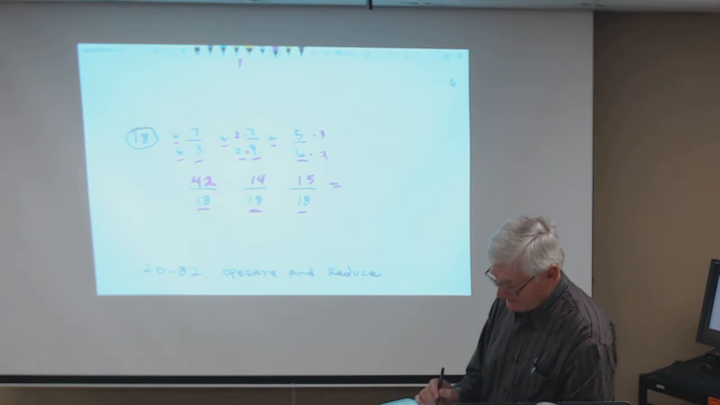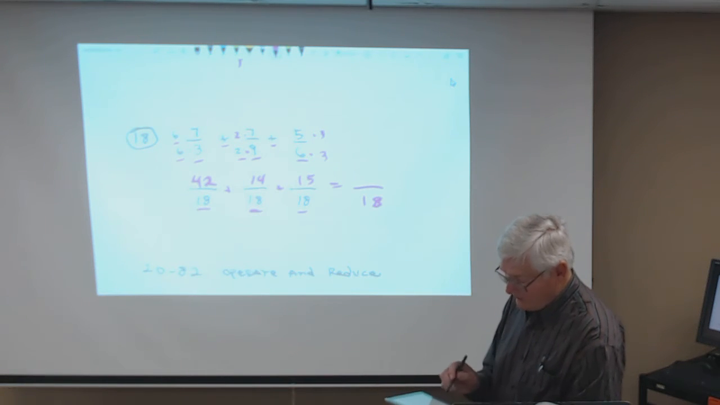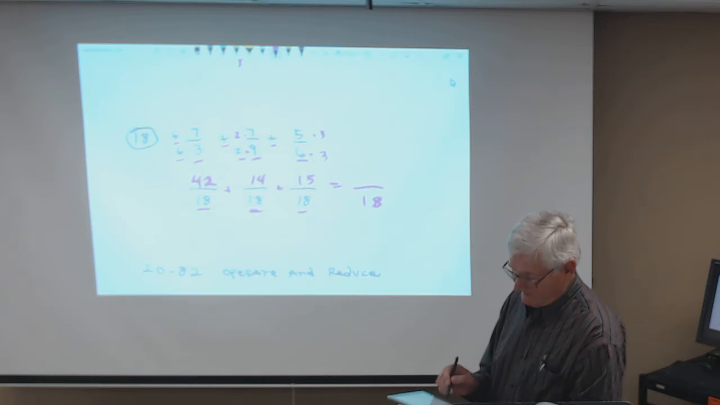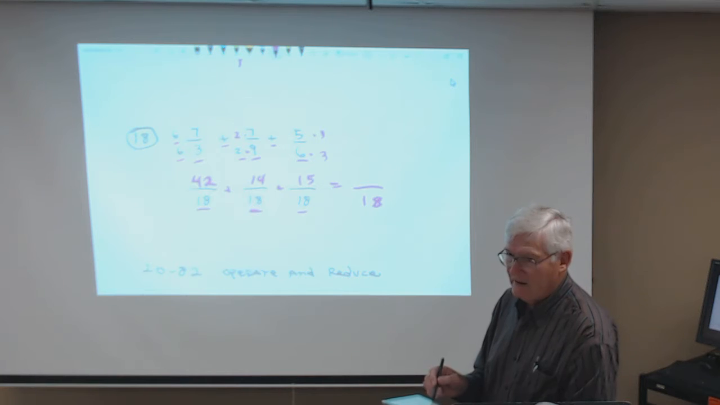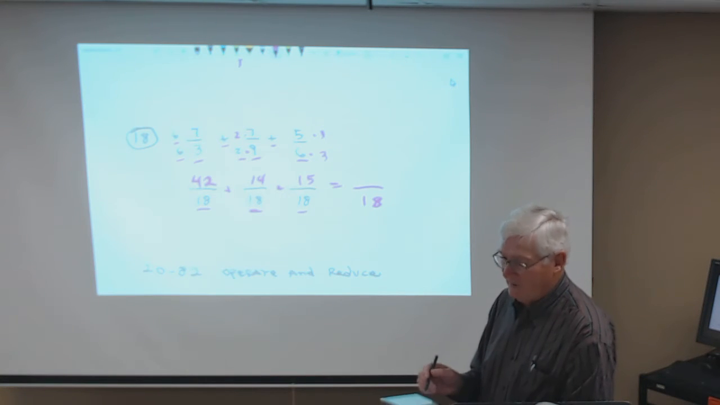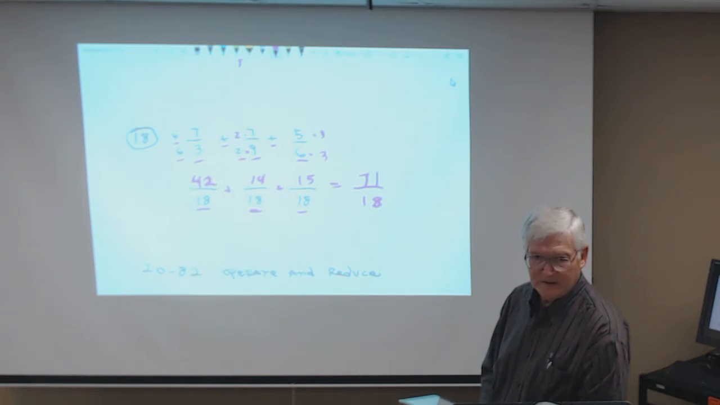And I'm adding these together, so I'm going to get an answer that's over 18. And what is that answer going to be? What's 42 and 14? 56. And what's 56 and 15? 66 and 5 would be 71. Everybody follow the process?